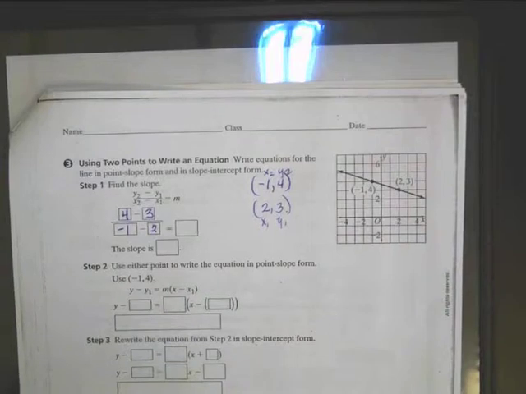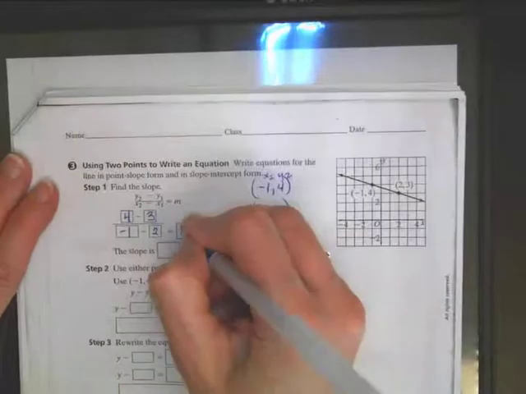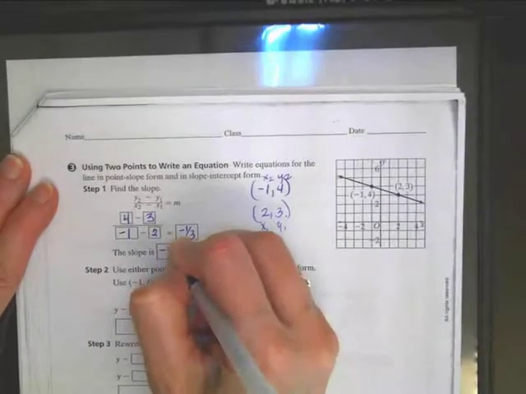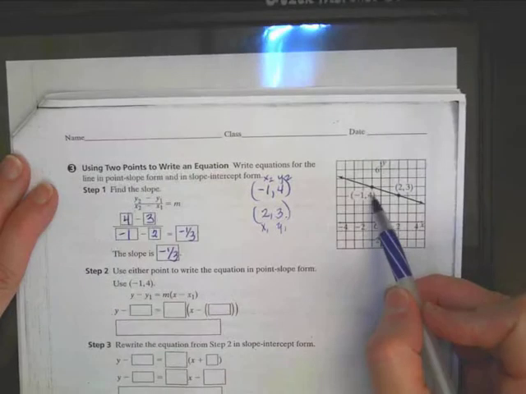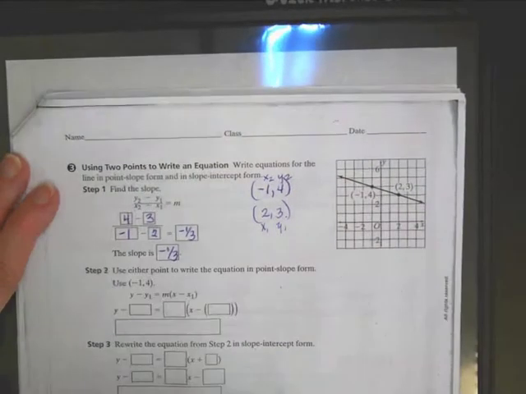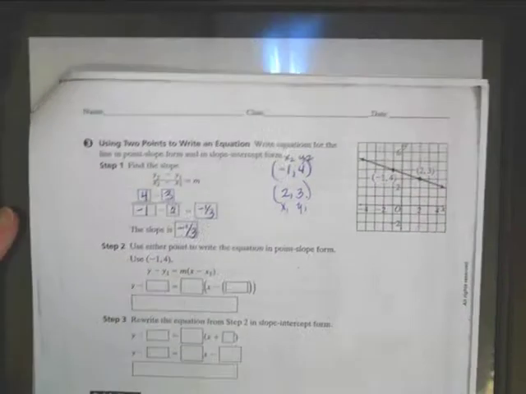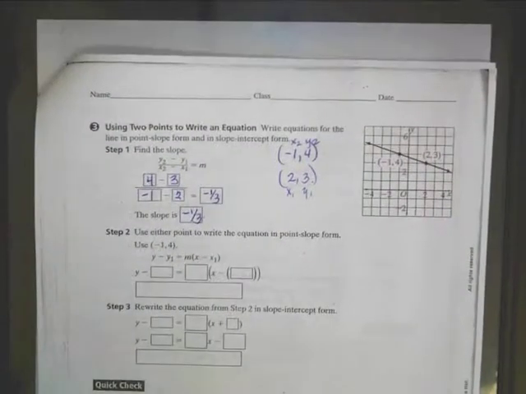Okay, so 4 minus 3 is 1. Negative 1 minus 2 is negative 3, so the slope is negative 1/3. And you could verify that here. You're going to go down 1, right 3, negative 1/3. So you can double check yourself, because I do have a graph.